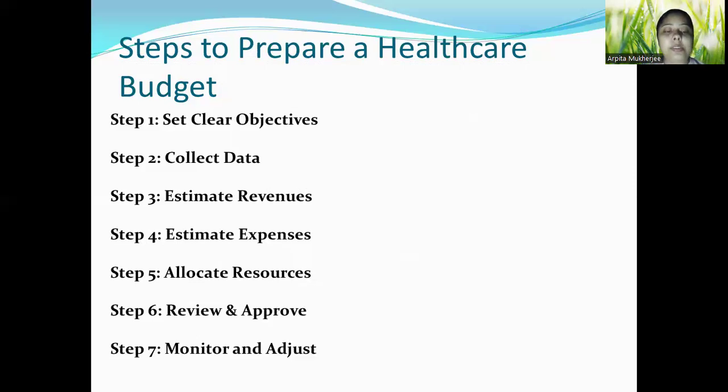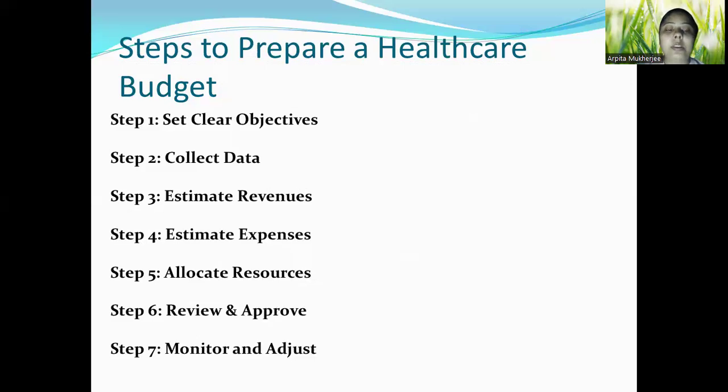The fourth step is estimate expenses. Here, we have to first decide what are our fixed costs and what are our variable costs. The examples of fixed costs are salaries, rent, loan repayments, etc. And variable costs are medical supplies, maintenance, electricity, etc. So these things should be decided or estimated properly.